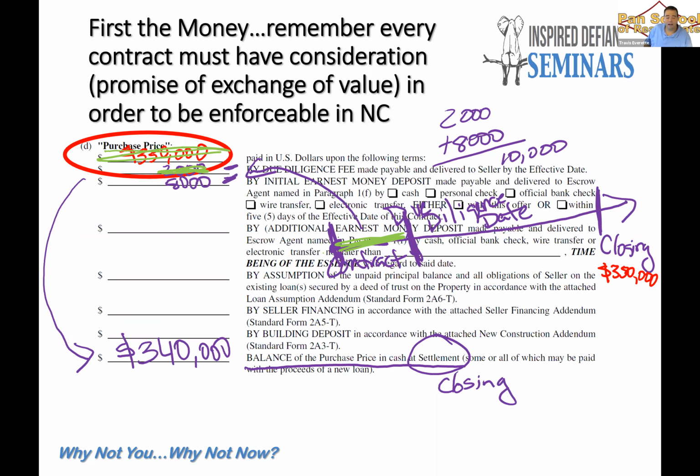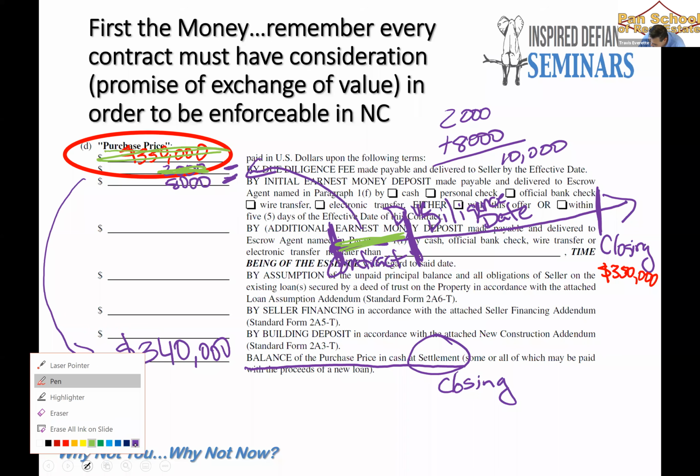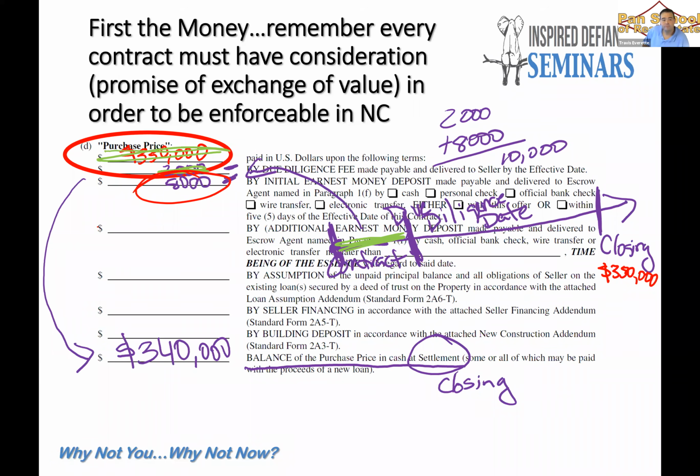What section of the ride is this number right here for? Closing. Not closing. For the due diligence. Closing's the whole earnest money. Closing's 350. What section of the ride is that for? It's for the due diligence, right?